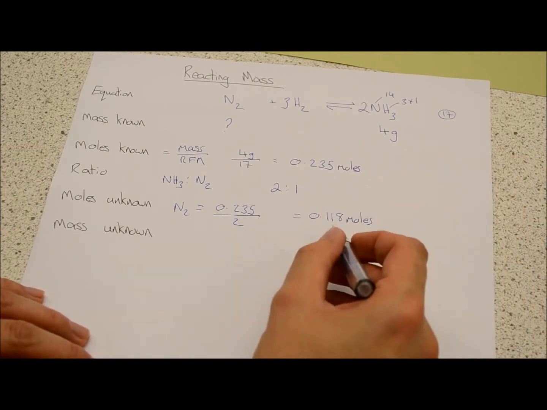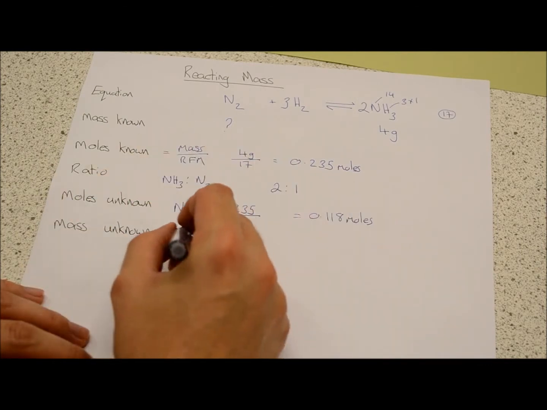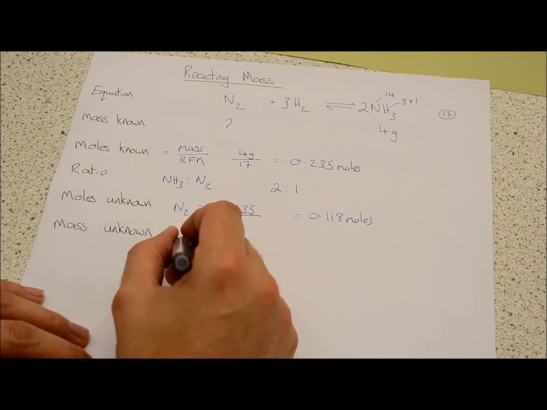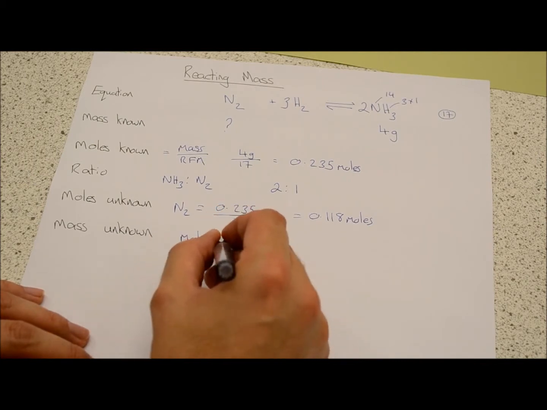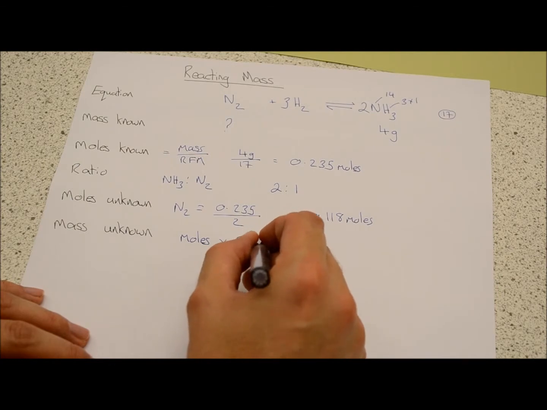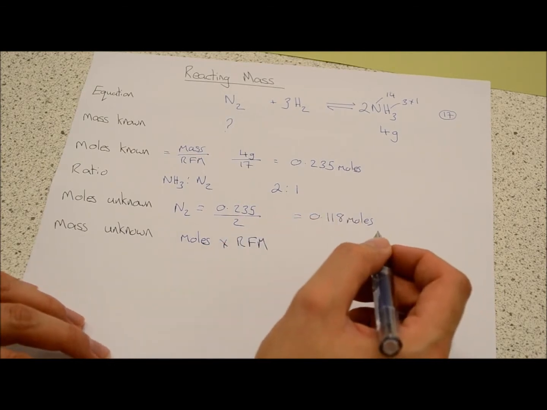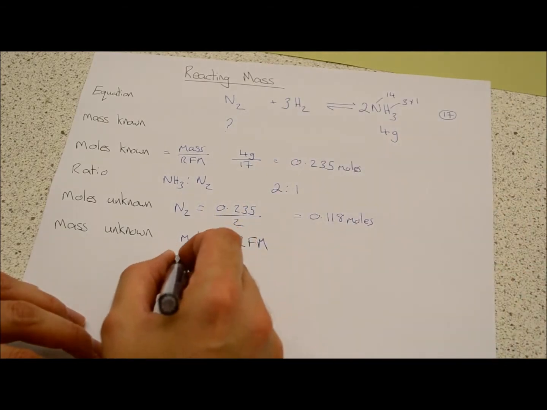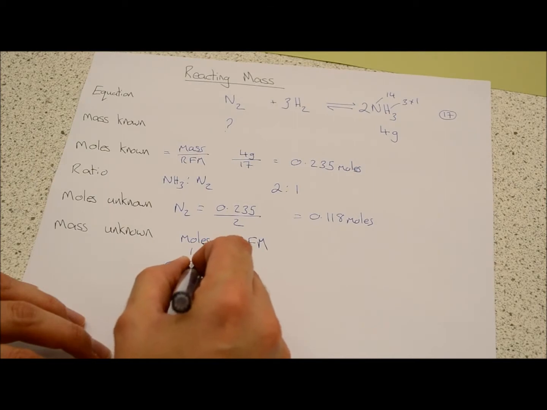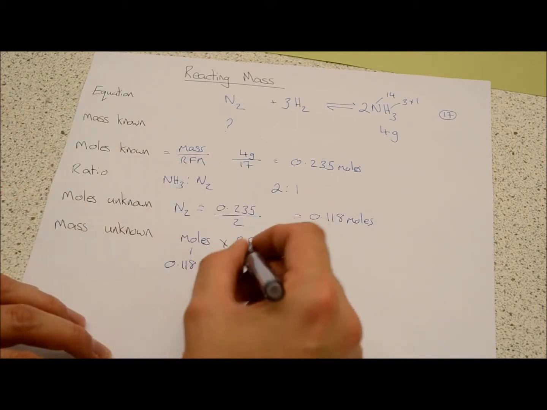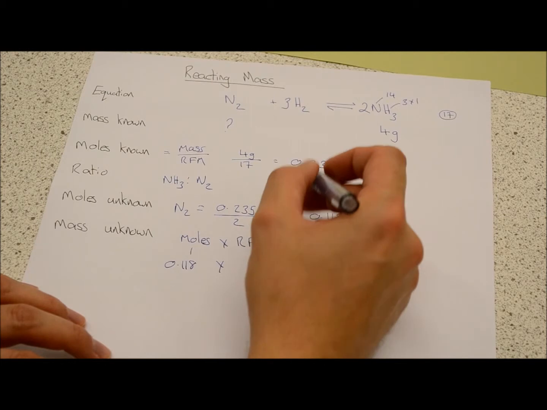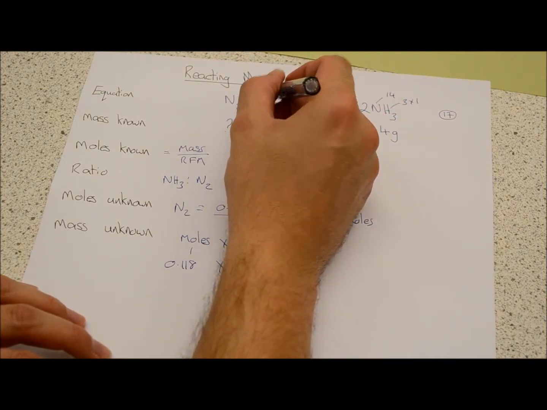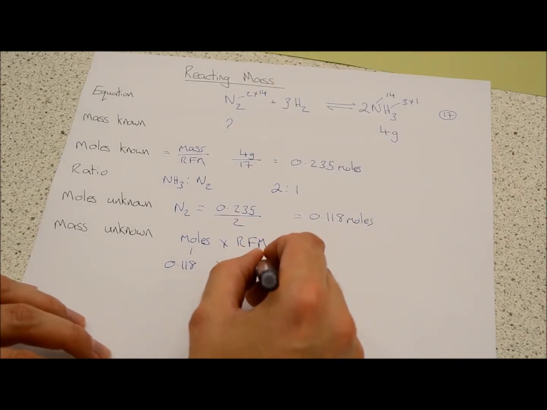Now we're going to convert those moles into mass. So the mass of nitrogen needed is equal to the number of moles multiplied by the relative formula mass. I'm not using atomic mass because this is a molecule and there are 2 of them. So the moles we're keeping as 0.118, but I'll actually use the number in my calculator. And the relative formula mass, there are 2 lots of 14. So it's 2 times 14. So the relative formula mass is 28.